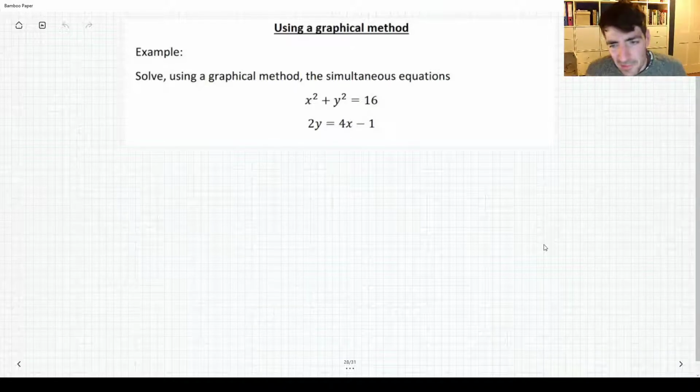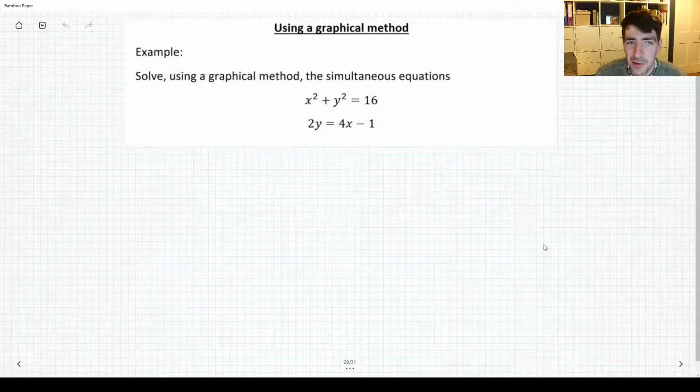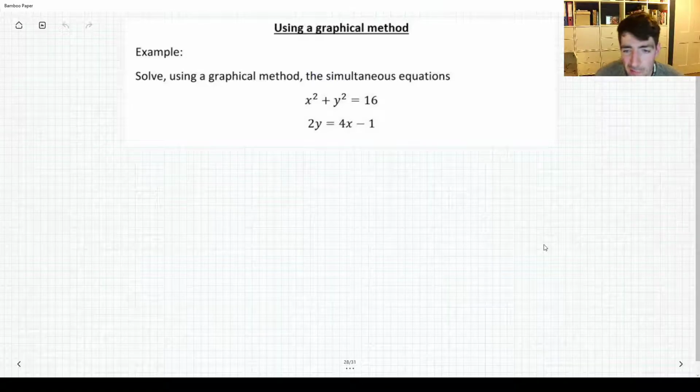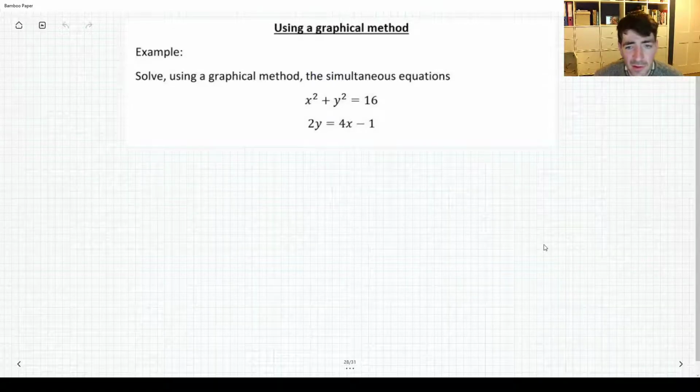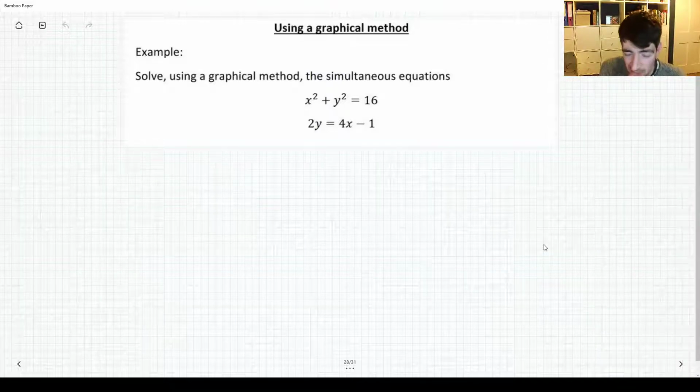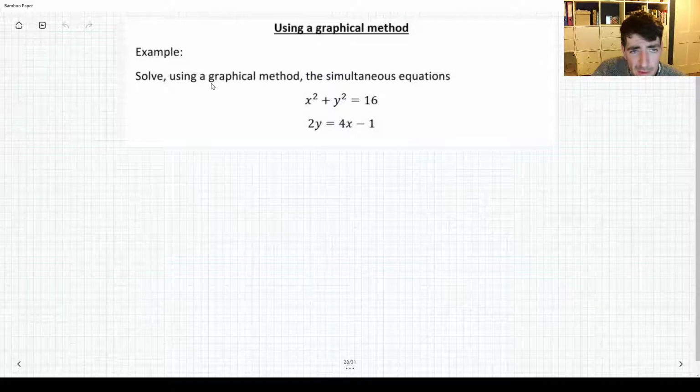Okay, the last thing, this is quite nice. This is maybe the one good thing about lockdown, is we can incorporate graphical methods a bit more into what we're doing, because I'm going to ask everybody in here to use Desmos for these questions. So this one says solve using a graphical method these simultaneous equations. So a graphical method means using a graph.